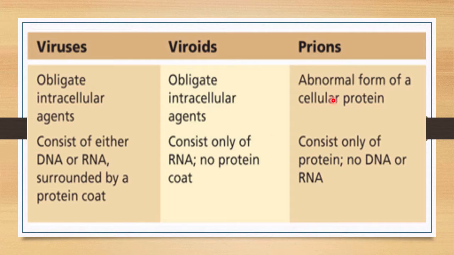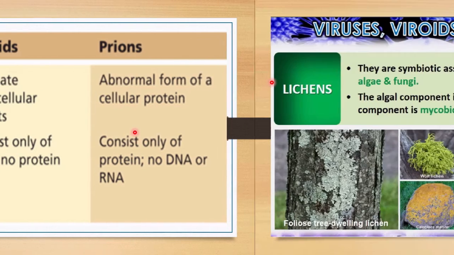Okay, now let us see about prions. So prions are an abnormal form of cellular proteins, and they consist of only protein. Here only protein content is there, no DNA, no RNA, meaning nucleic acid is totally absent. So these are the basic differences between viruses, viroids and prions.